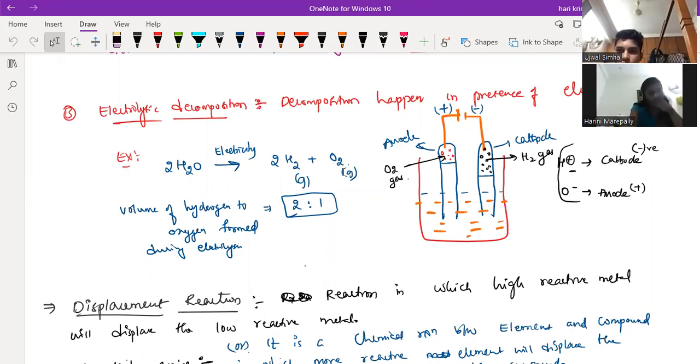What is hydrogen? Is it a cation or an anion? Hydrogen is a cation. Hydrogen will always form H plus, right?